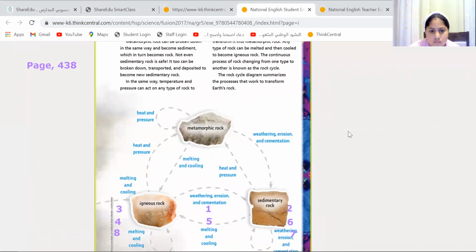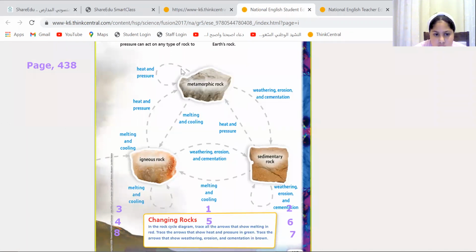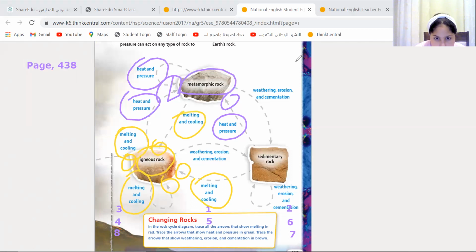Yeah. So, yesterday we said metamorphic needs heat and pressure. So, look at the arrows. Whenever there is heat and pressure, it will become metamorphic. Can you see where the arrows are pointing? So, whenever there is heat and pressure, it becomes what? Metamorphic. Okay, I'm going to put another color now. Whenever there is melting and cooling, the arrows go into what? Melting. Excellent. Melting and cooling make igneous.